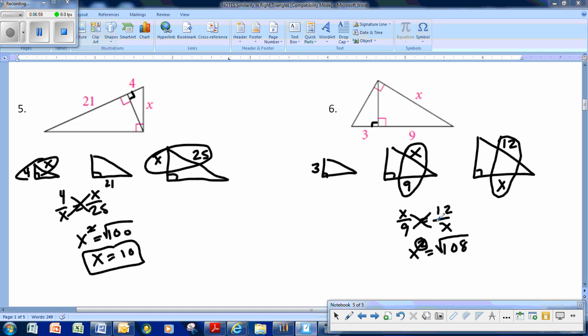Okay. Now in this case, 108 is not a perfect square. So I need to simplify this in radical form. So again, I'm going to think of a perfect square that divides into 108 evenly. 36 would be that number. So 36 is my perfect square. And 36 times 3 would give me 108. So the square root of 36 is 6. And the square root of 3 tacks on to the end. So that would be my final answer for X.